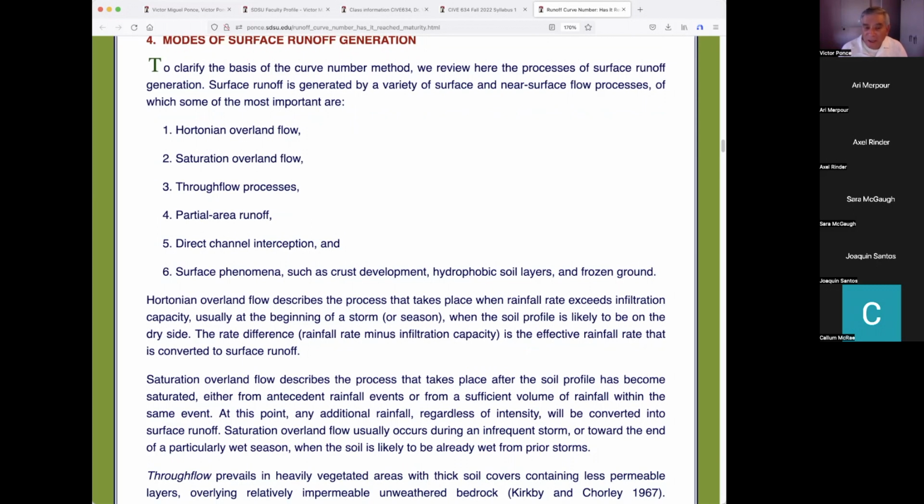Surface phenomena are the crust development, hydrophobic soil layers, and frozen ground. Frozen ground, obviously, if the ground's frozen, you're not going to have any infiltration. But what are these hydrophobic soil layers? Hydro means water. Phobic means I don't like. So there are soil layers that don't like the water? And the answer is yes.